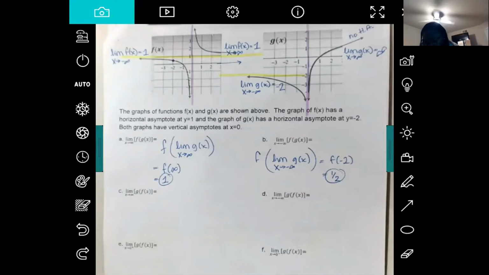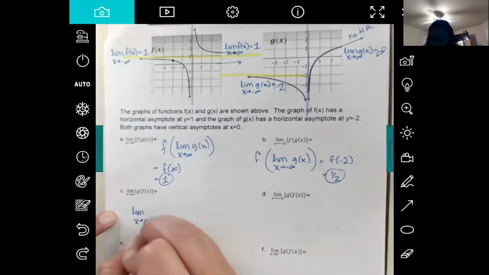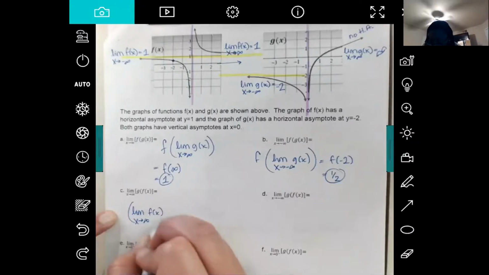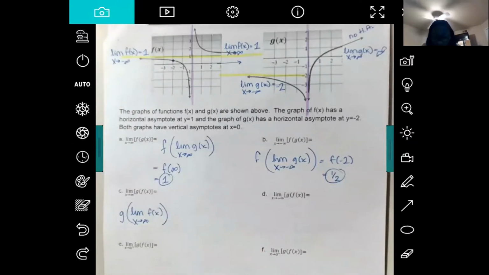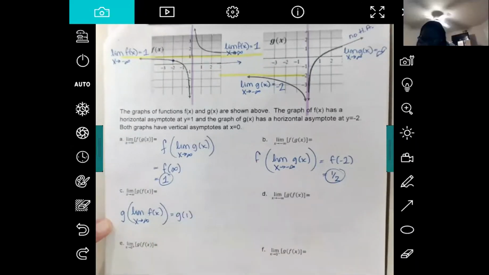Okay, x is going to infinity on f first. And then I'm going to plug that into g. Okay, g of 1, which would be what?